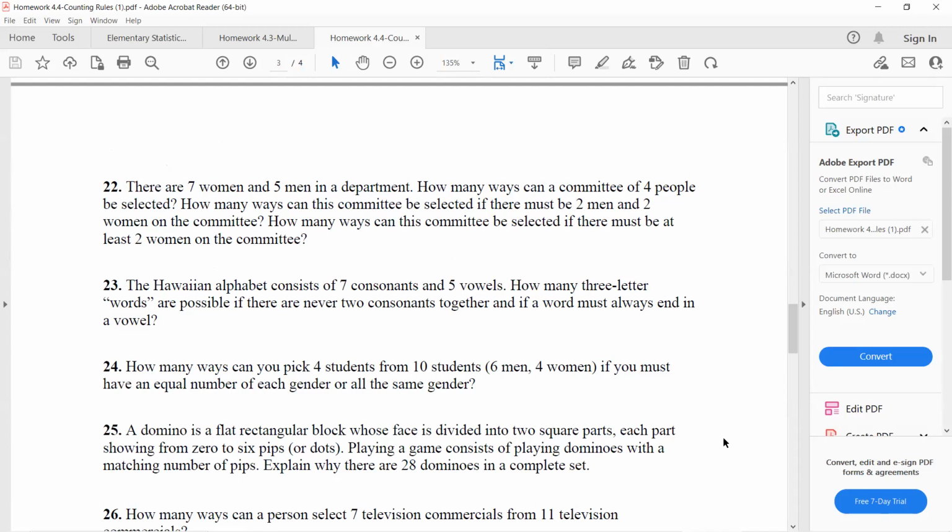If there must be at least 2 women on the committee, now this is not going to be able to use the complement because we have at least 2. So we're going to have to work with several groups of fractions. Must be at least 2 women. Remember, there are 4 people. So here we're going to have to do a little bit more work.